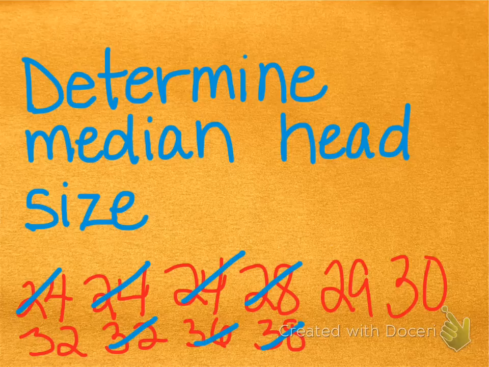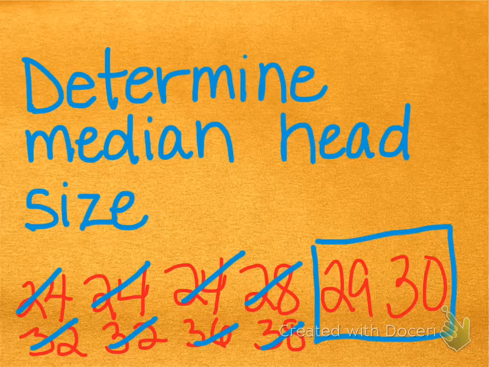And let's see what we end up. See, this is one of those instances where I have two numbers left, and if I cross them both out, I don't have anything left. So in this instance, my median would be 29.5. Okay, so that's one of those instances there.